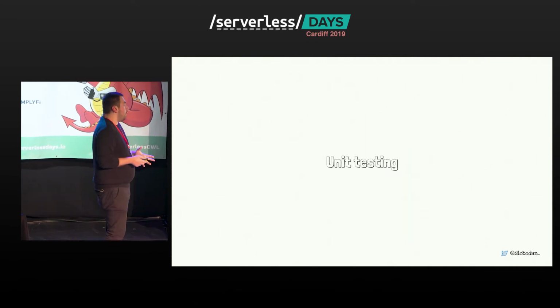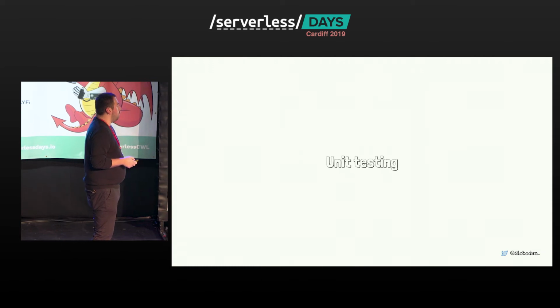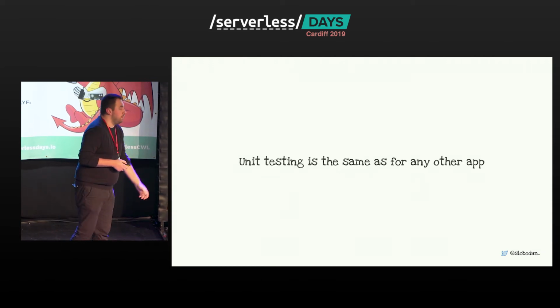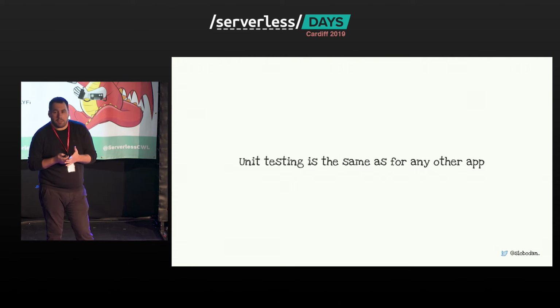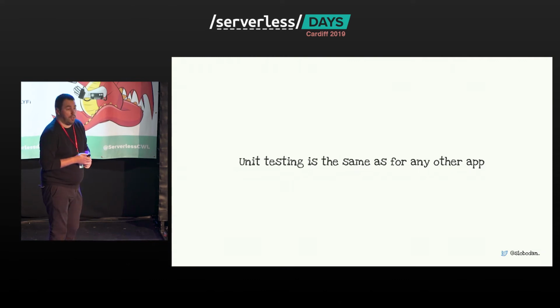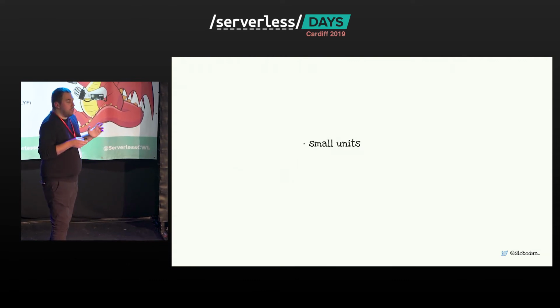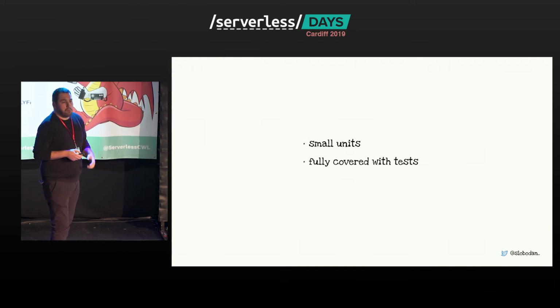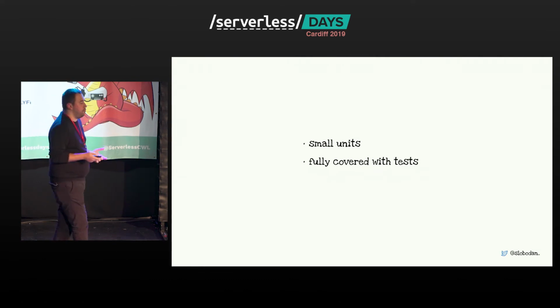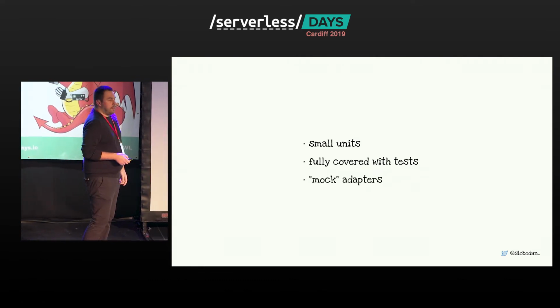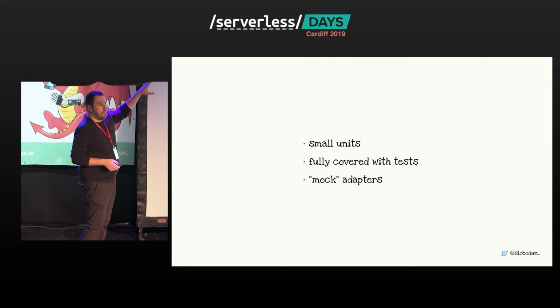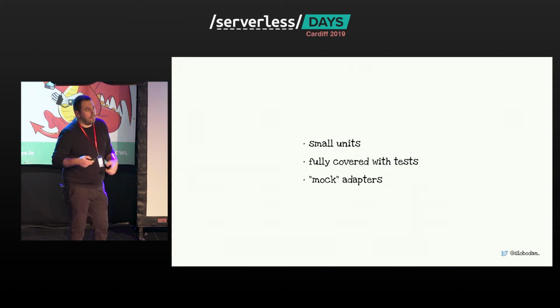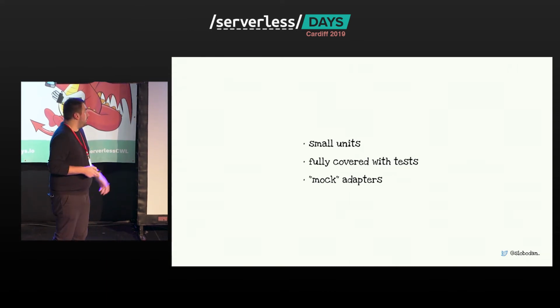So let's go quickly through all those 3 phases of testing. So we have unit tests. And unit tests for serverless application are basically the same as unit tests for any other application. You're testing small units, like one function or things like that. Most of the time, you want to fully cover them with tests because you have just a few lines of code. And finally, you have those adapters that you want to mock. For example, you can pass those local events, or you can fully mock them.